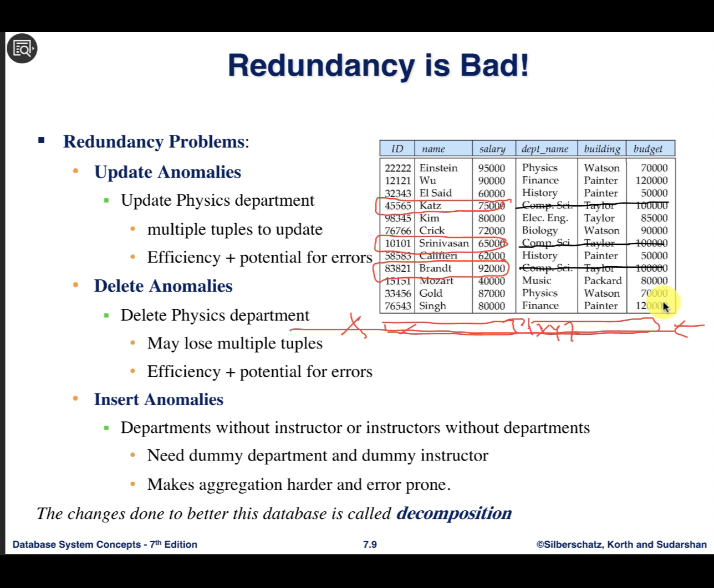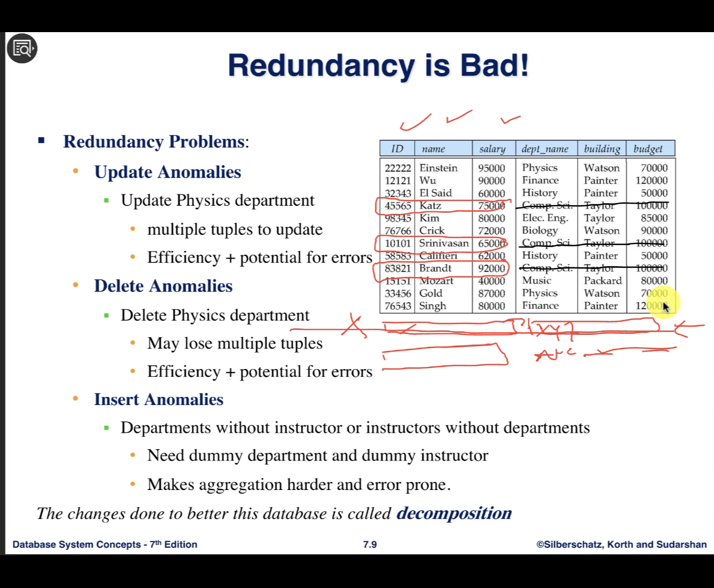Okay? The third one of these anomalies is insertion anomalies. For example, assume that you want to insert an instructor that doesn't work in any department yet. So in this case, if you insert this instructor, I have the ID, the name, and the salary. I don't know the department name, building, and budget yet. So I'm going to use dummy data, maybe fake information, or use a null in this case.